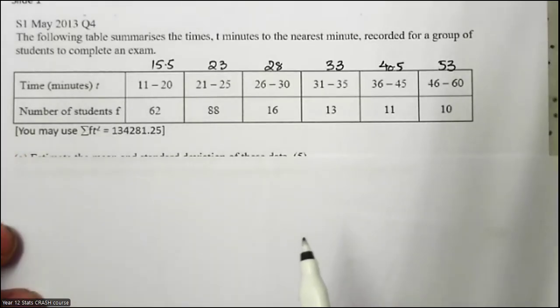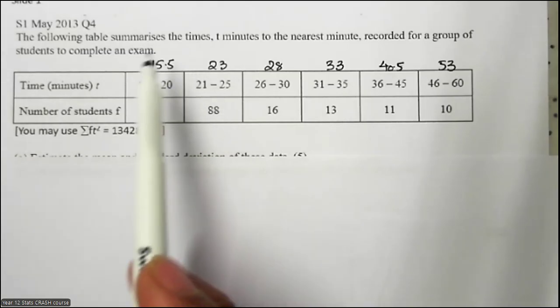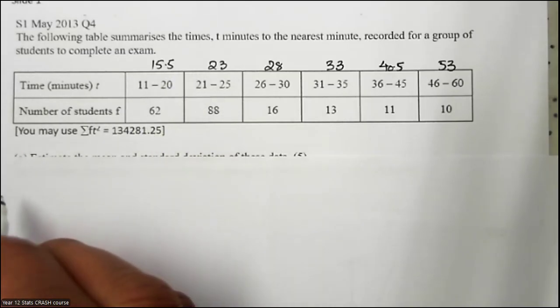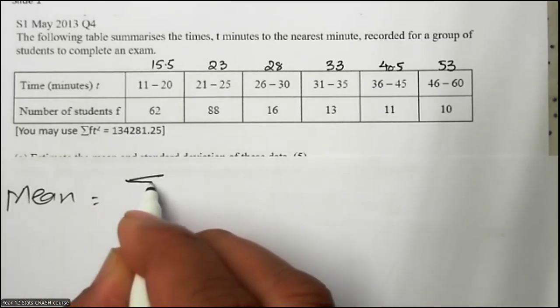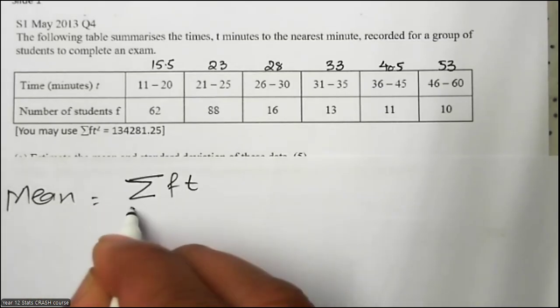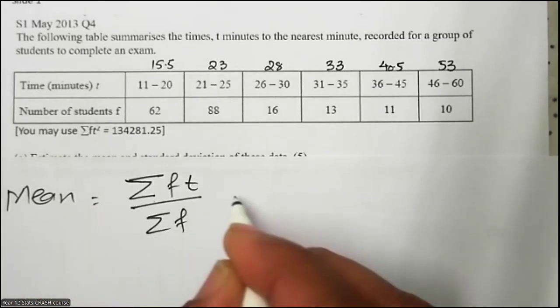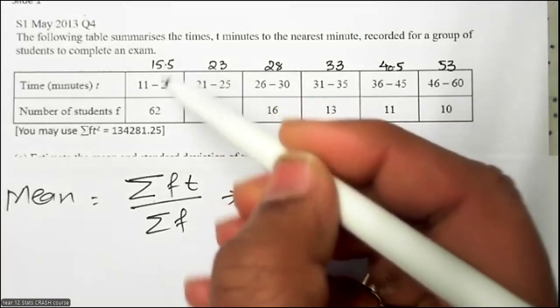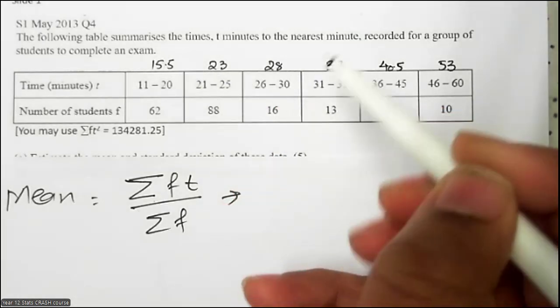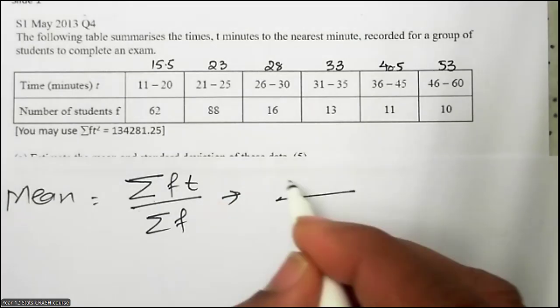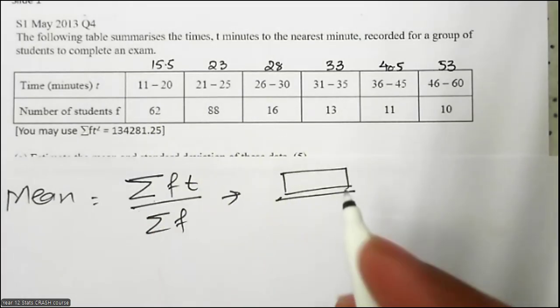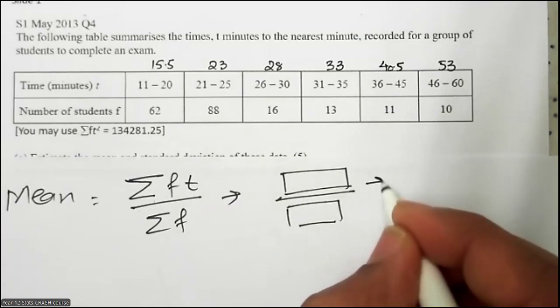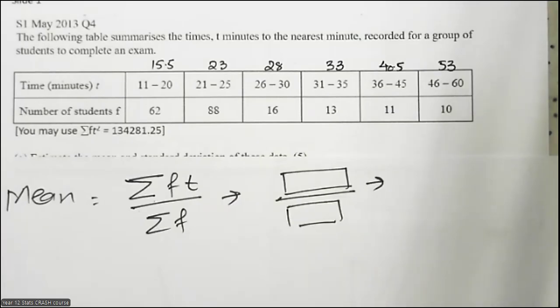If we are instructed that we need to work this out using formulas, the mean is sigma fx over sigma f. What does that mean? We multiply the midpoints with the frequencies, and then add them all together. We get the total on the top, and then at the bottom we add all the frequencies and get the total. Divide and work out the mean. I will let you do that.